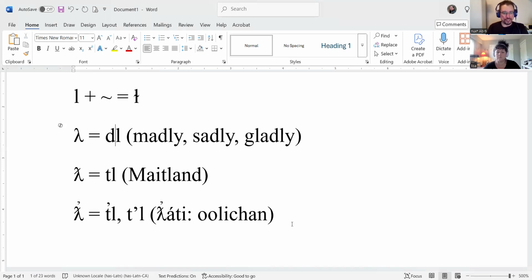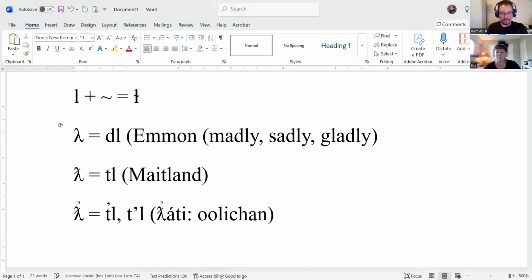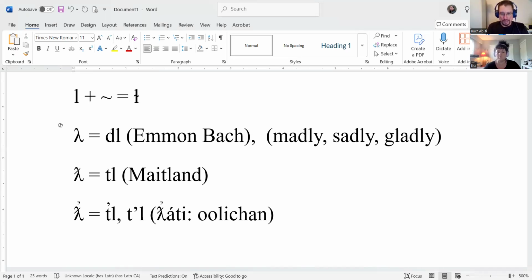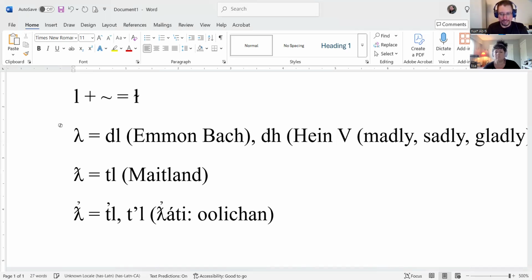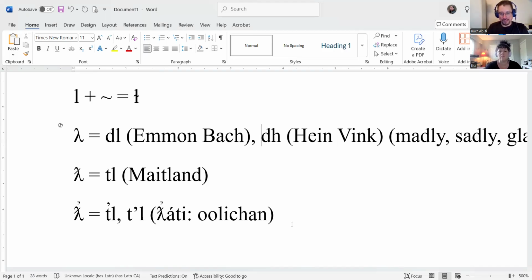There have been different representations. This DL was used by Emmon Bach, who was the last recognized linguist that worked with the Haisla language. There was also a DH representation that was used by another linguist named Hein Vink. So Hein Vink was the first linguist that actually worked with the Haisla language in the 70s. And as a result of that, he was the first to develop a standard writing system for it.